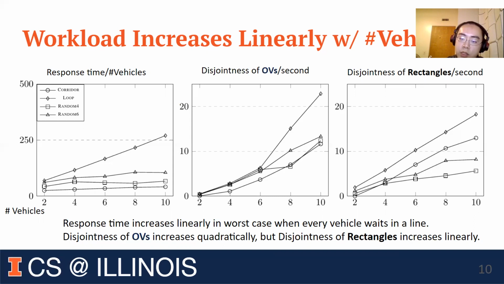We check the disjointness of rectangles, and surprisingly, we find that the number of disjointness checks on the regions actually increases only linearly. Our observation is that for each disjointness check on the operation volumes, it does not necessarily have to check the disjointness of each pair of rectangles. Sometimes it terminates early when the first few rectangles intersect, or if the operation volumes are trivially disjoint.